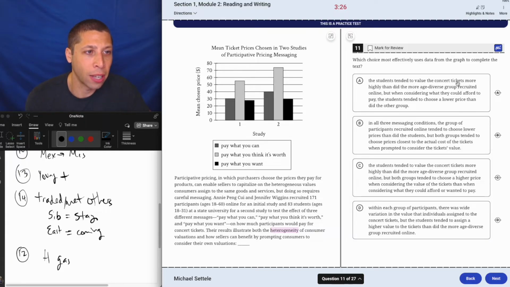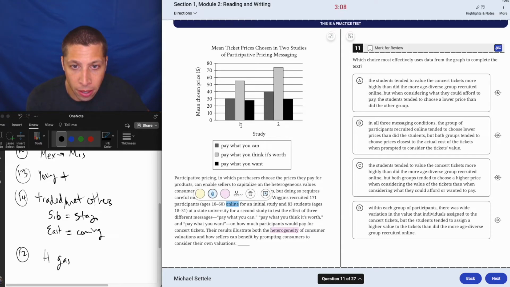The students tended to value the concert tickets more highly than did the more age-diverse group recruited online, right? So, and interview students for a second study. So the online is study 1. This is study 1. And right here.